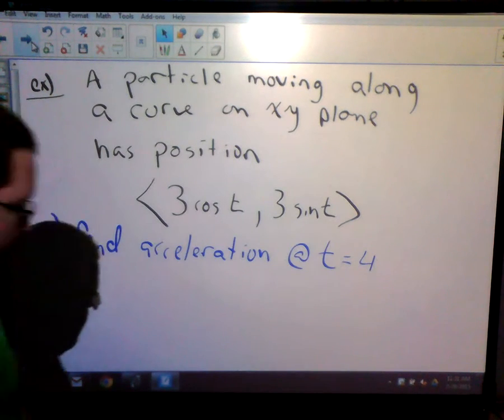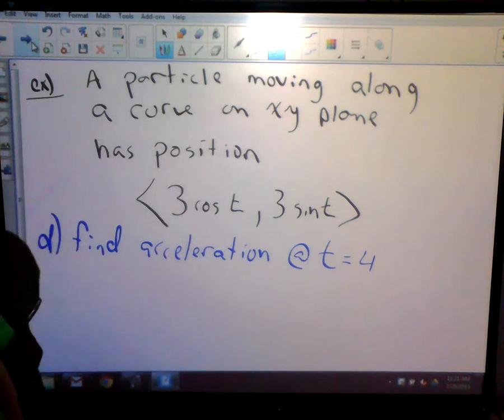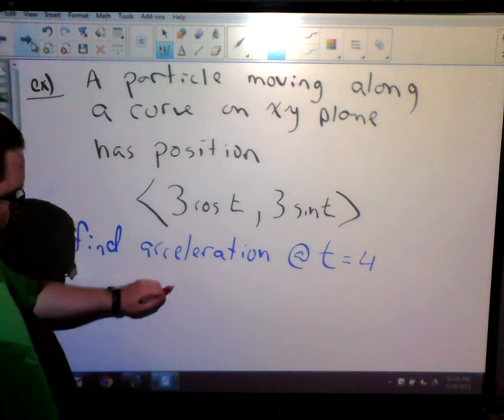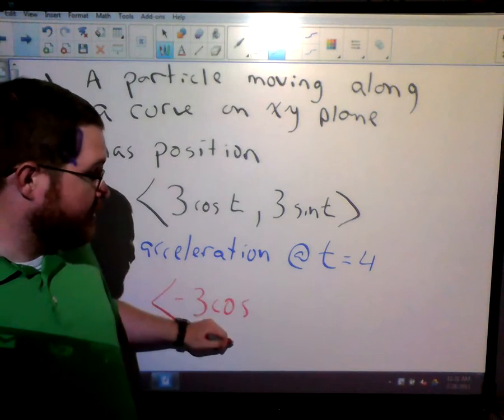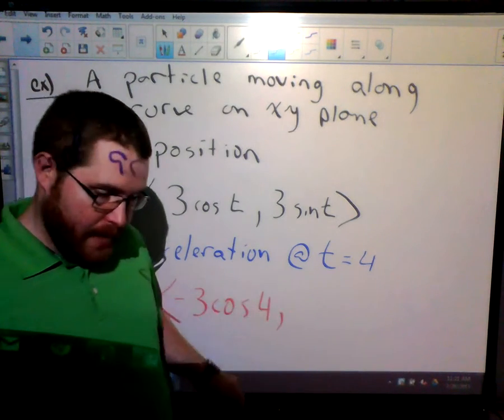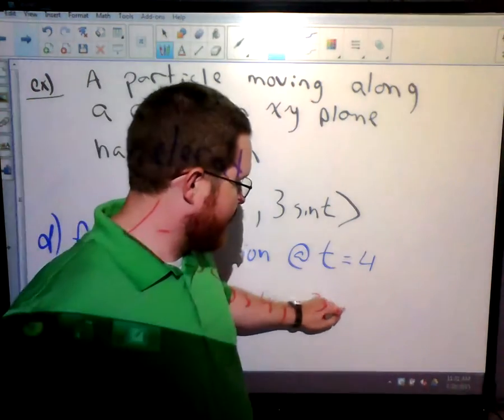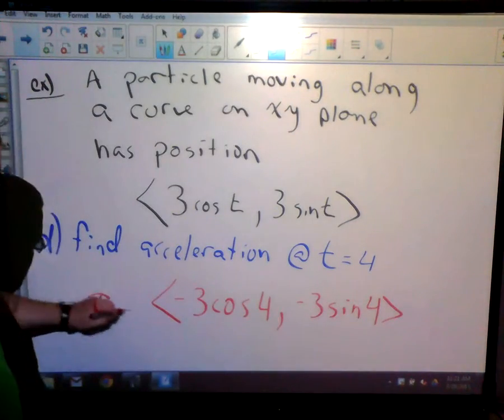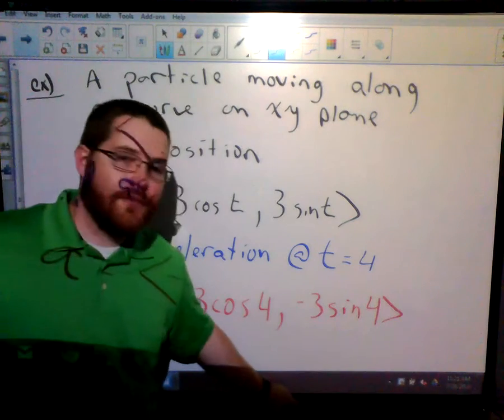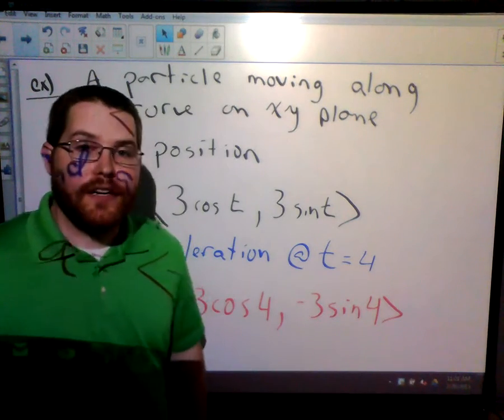What's the acceleration vector? Well, it's just the second derivative. So it's going to be negative 3 cosine, in this case t is 4, and negative 3 sine t is 4. And that's it. Whatever that vector is, because acceleration is still a vector.